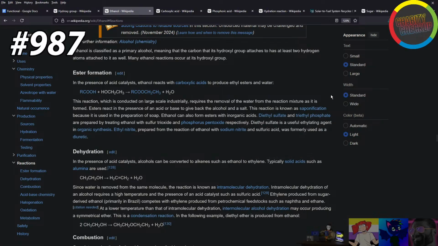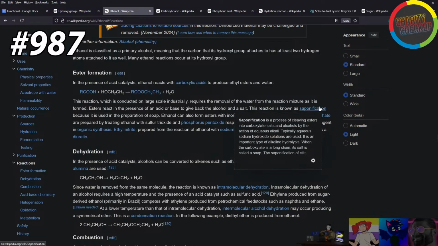Saponification. Jeez, wacky name. It requires the removal of water from the reaction mixture as it is formed. Saponification, because it is used in the preparation of soap. I'm sorry, saponification comes from soap. Apparently, in Hungarian, soap is just sapan. So soap is created soap. It generates dust from soap.